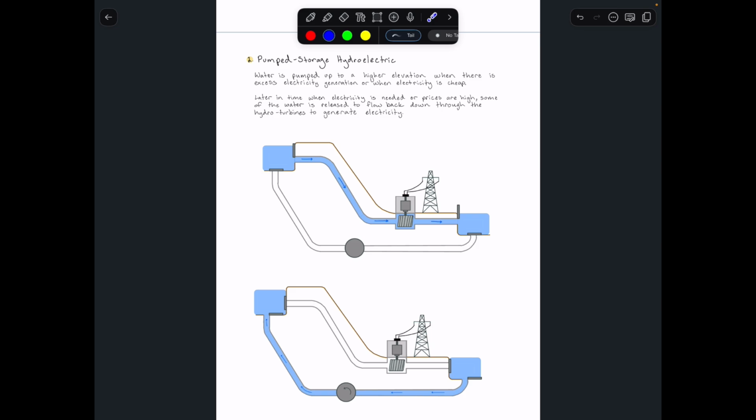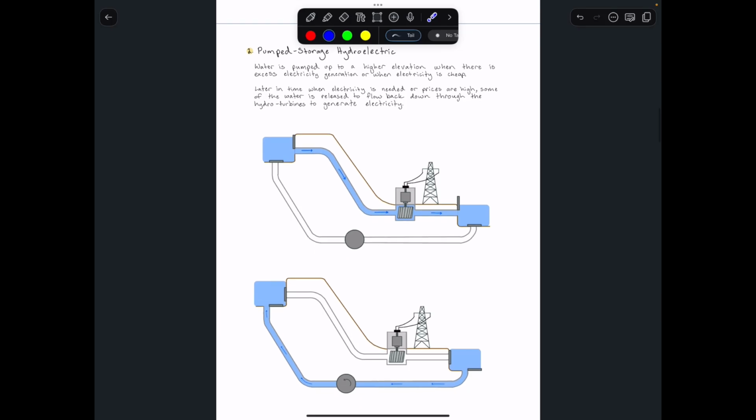And then when electricity demand increases, or maybe electricity is very expensive, the water is released from the upper reservoir to go through that turbine and then be released downstream into the lower reservoir. Great, so that's how pumped storage works.